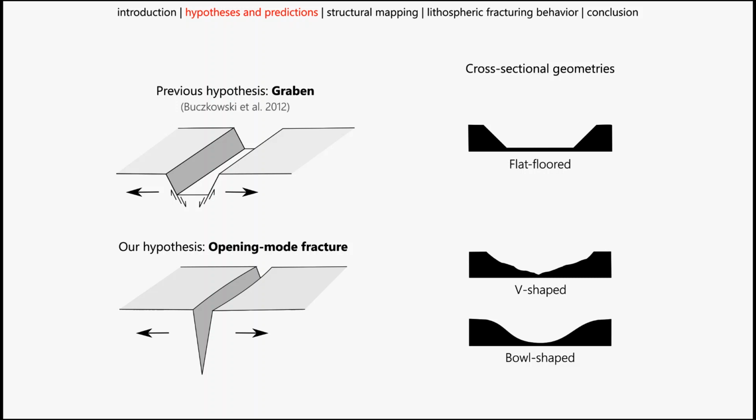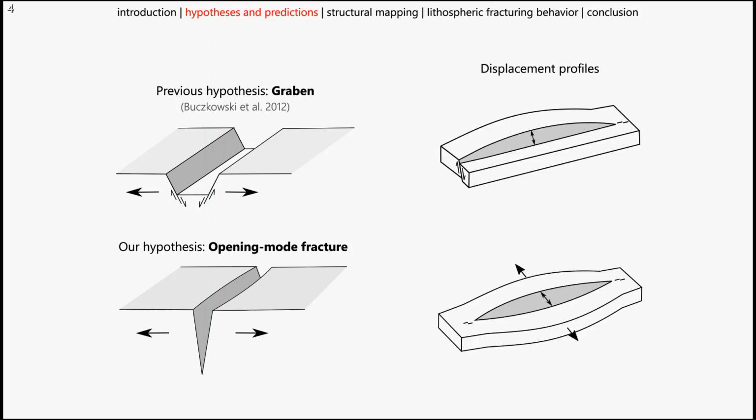In terms of displacement, a normal fault predicts a maximum vertical displacement located at the center along the fault, tapering to zero at the tips. A joint predicts a maximum aperture at the center, which gently tapers at the two ends.